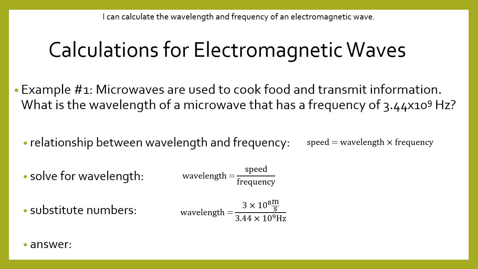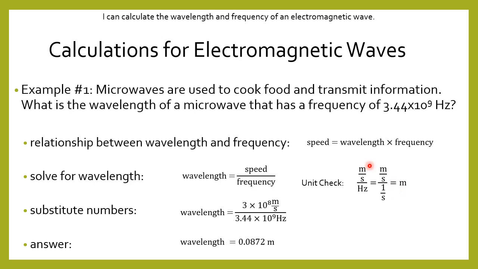So if you plug this in your calculator, 3 times 10 to the 8th divided by the 3.44 times 10 to the 9th hertz, you will get 0.0872, and the units here are meters. Now, an important point here is how we end up with that unit. So we're just going to do a little unit check here. In other words, I'm just going to write the units out. I'm not going to worry about the numbers.